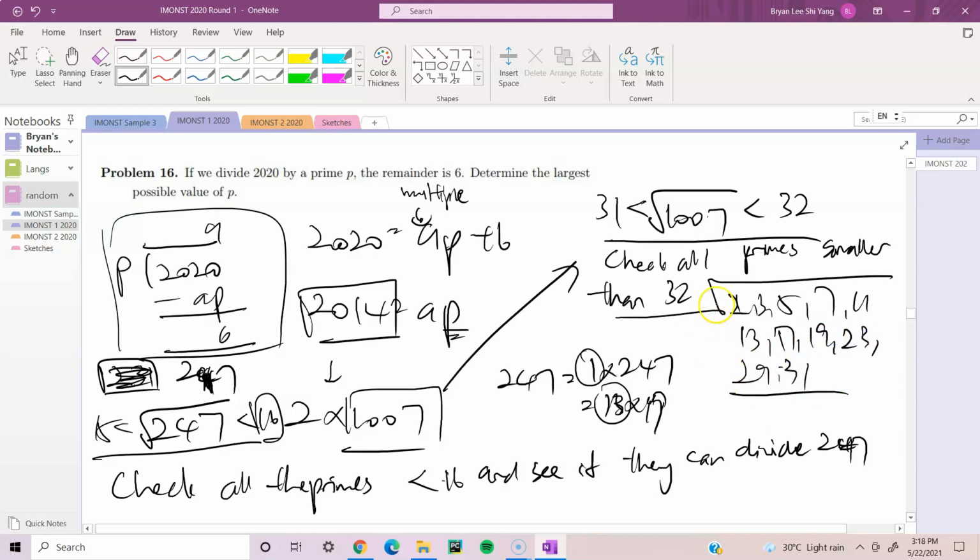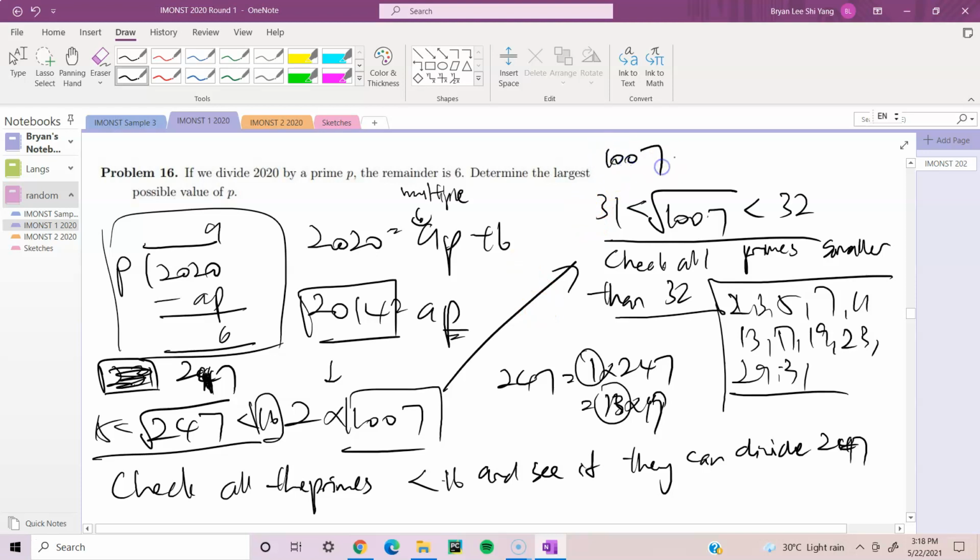So you need to check them one by one and then check if 1007 is divisible by any of these. But of course, since I have done this, this process of finding if any of these primes divide 1007 is up to you guys. So you guys can pause here for 5 seconds while I continue to solve the problem.